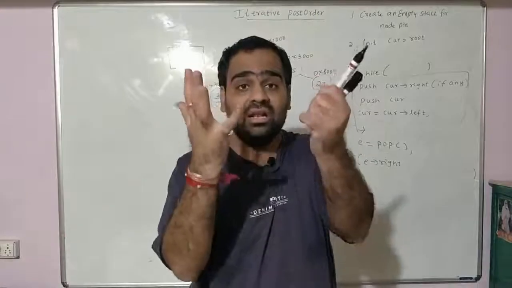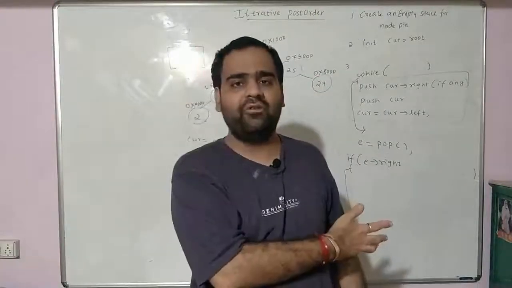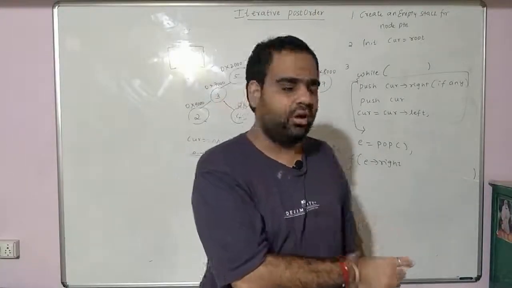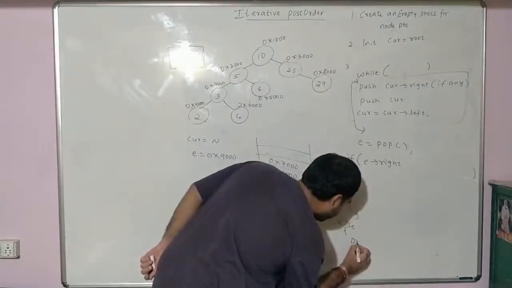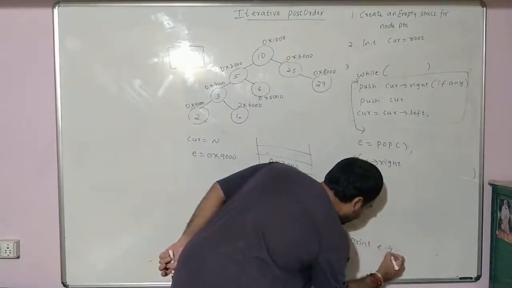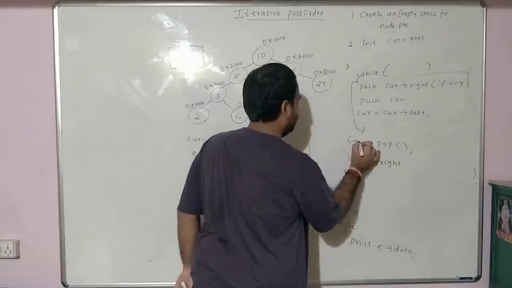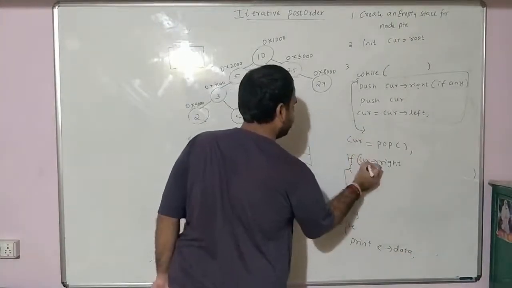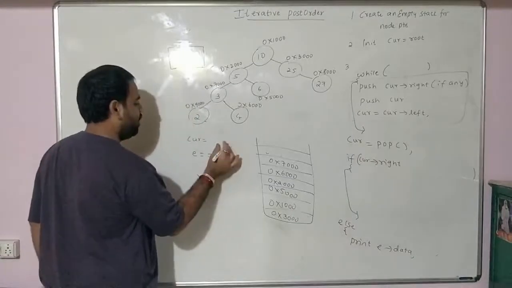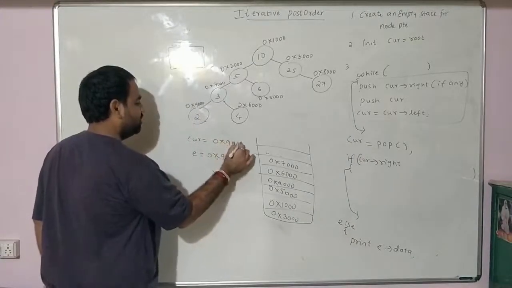That means it is a leaf node which has to be printed first in the post order traversal of the tree. And what do we do over here? We say print E arrow data. Or you can even say current equal to pop itself. Why use another variable? You say current equal to pop, the value of current will become 9000.